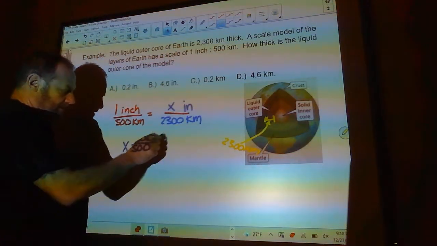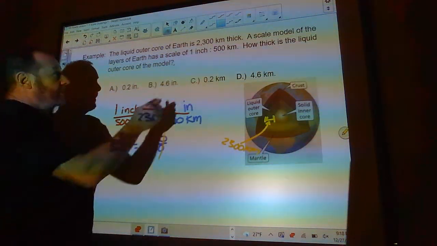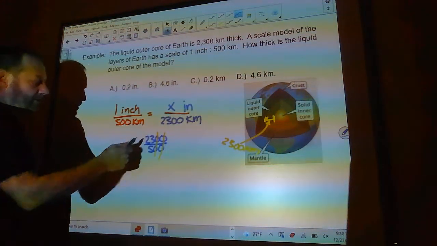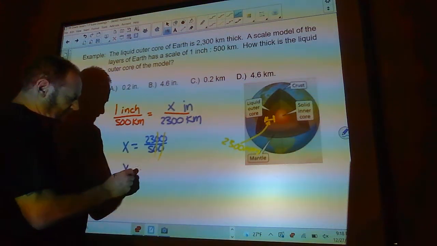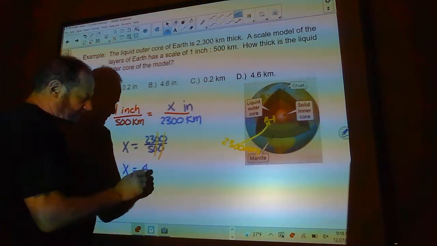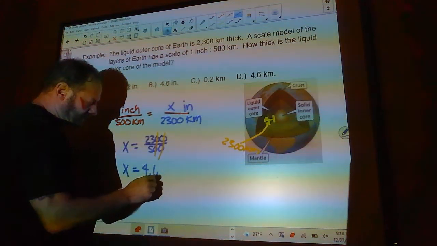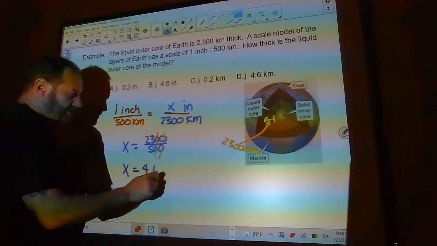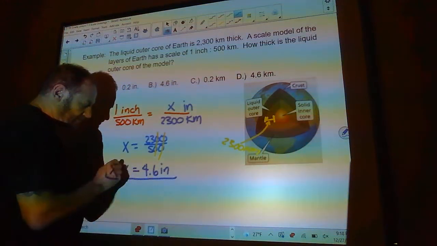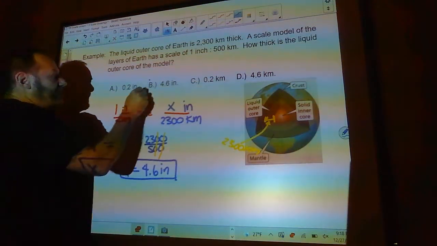Then I can cancel those zeros. I can do this in my head now because 5 will go into 23 four times, and 3/5 is 0.6, so that's 4.6. And it should be in inches. So 4.6 inches, that's B.